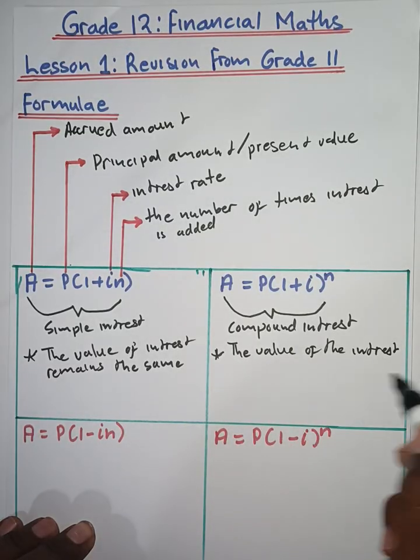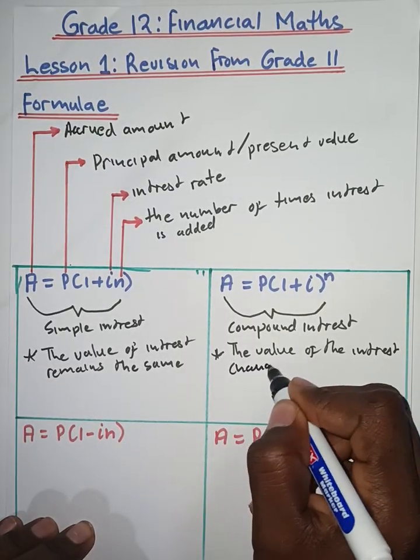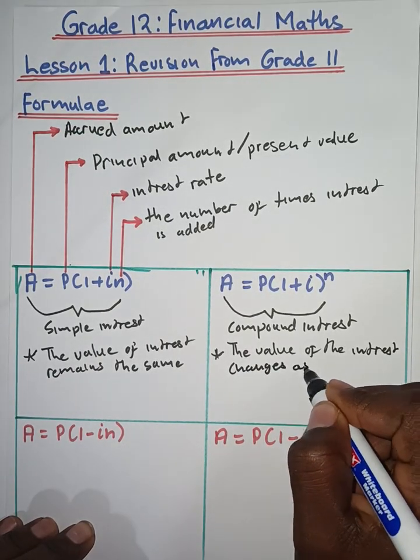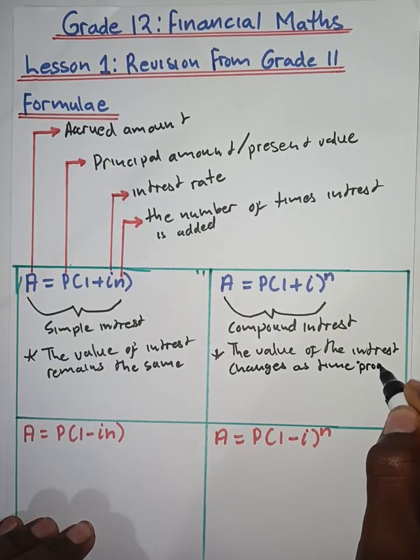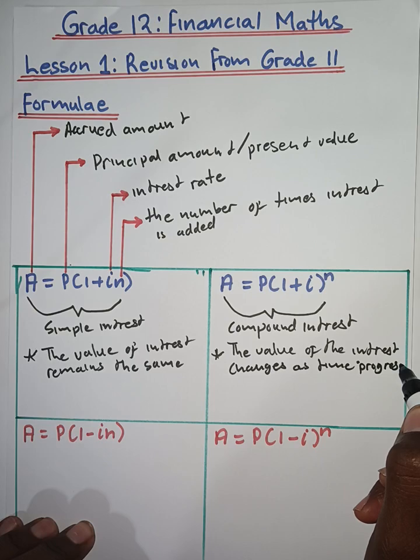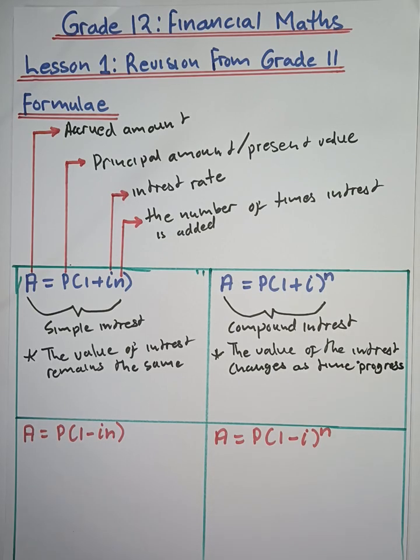time. So the value of the interest changes as time progresses. So that's what you need to know about the compound interest formula.